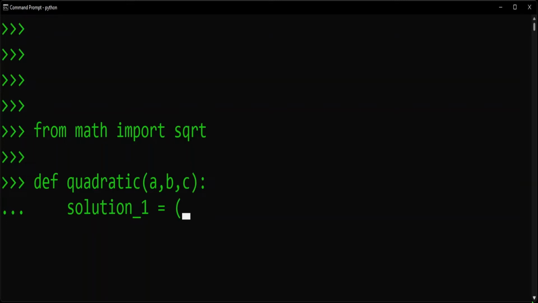Remember, the quadratic formula is plus or minus, so we're going to do negative b plus square root b squared minus 4 times a times c. And this should, in your brain, look like the quadratic formula, just in Python's format, divided by 2 times a.